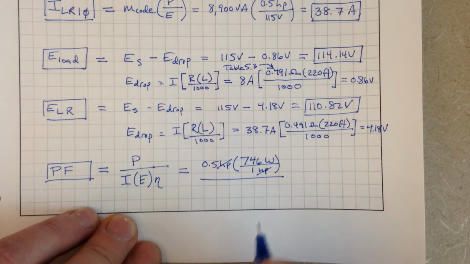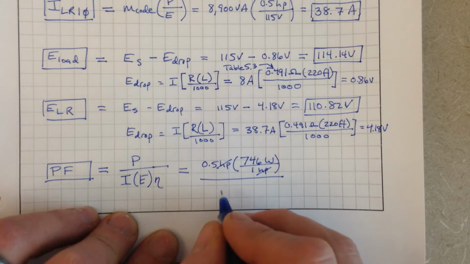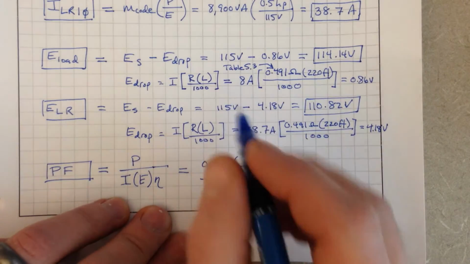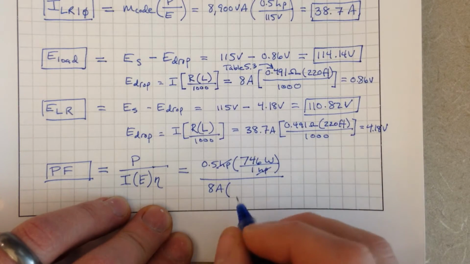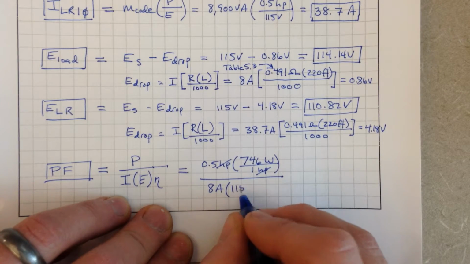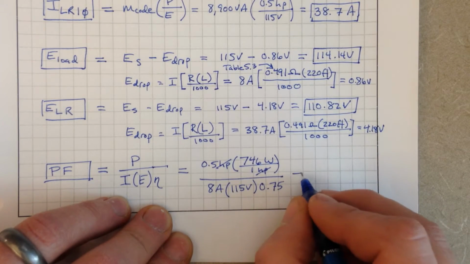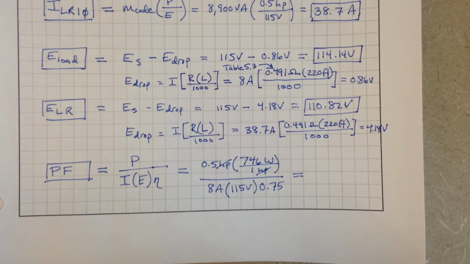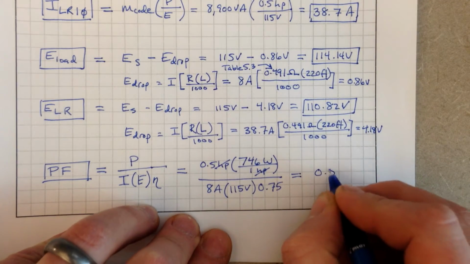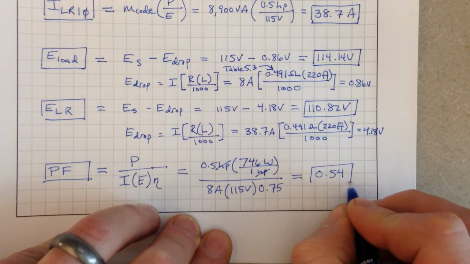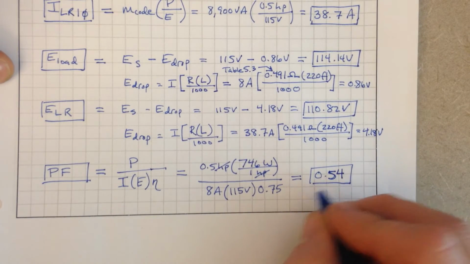And then the bottom is my current, my voltage, and my efficiency. So again, I'm going to use my 8 amps, because that is my full load current that I'm actually drawing from the motor. Then I'm going to do the 115 volts and my 0.75 efficiency. And that's going to come out to 0.54. So a power factor of 0.54, which is different, right, than our efficiency.